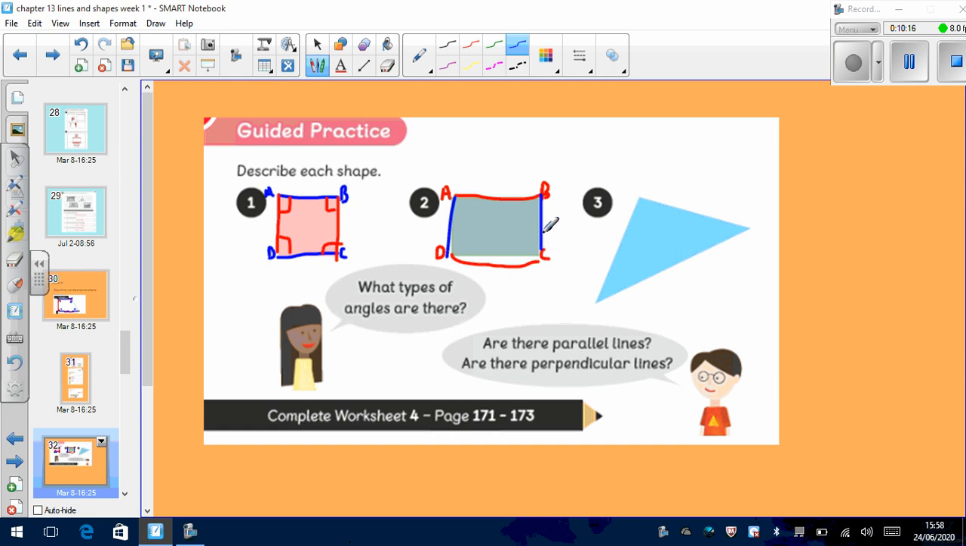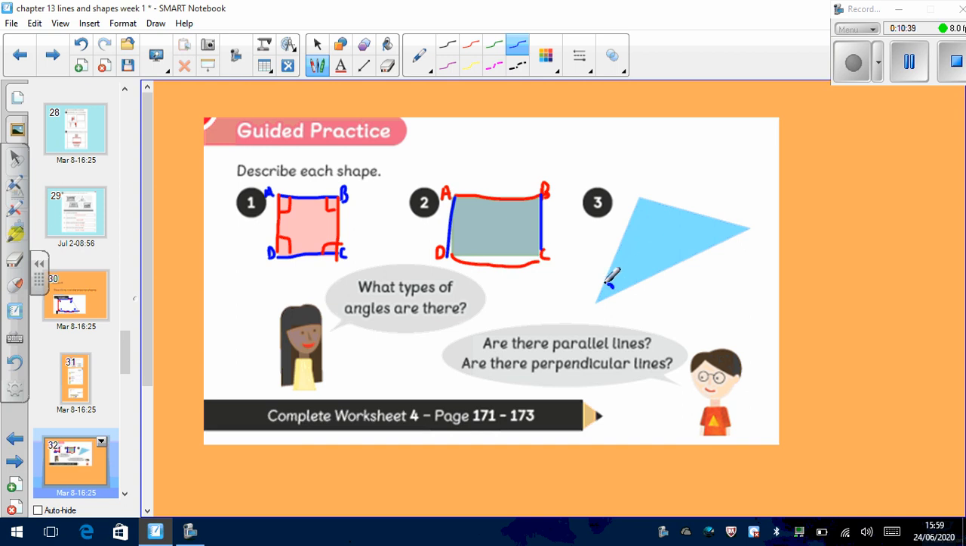Now, try shape 3. Shape 3 has 3 sides, so it's a triangle. Good. It has no parallel or perpendicular lines. This looks a little bit like a right angle, but I tested it with a piece of paper earlier and it is a little bit bigger. It has 2 acute angles.